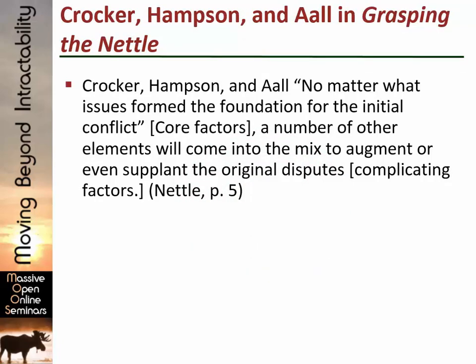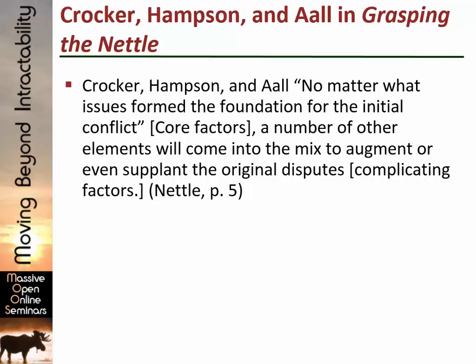In their book, Grasping the Nettle, Crocker, Hampson, and Aall have a quote that explains something very similar. They say, "No matter what issues form the foundation of the initial conflict," in other words, no matter what the core factors are, "a number of other elements will come into the mix to augment or even supplant the original disputes." And that's what we called overlay, or later we called them complicating factors.